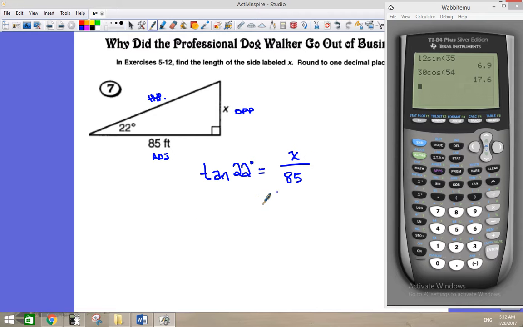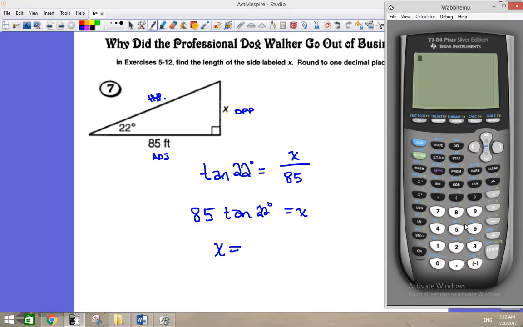The inverse of division is multiplication. If we multiply both sides by 85, then we get 85 times the tangent of 22, 34.3, and that has units of length of feet.